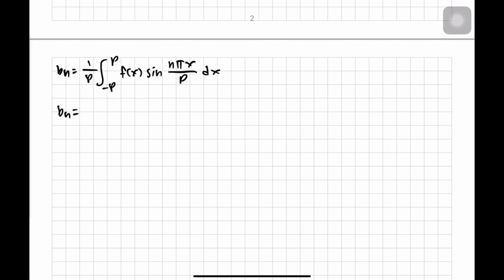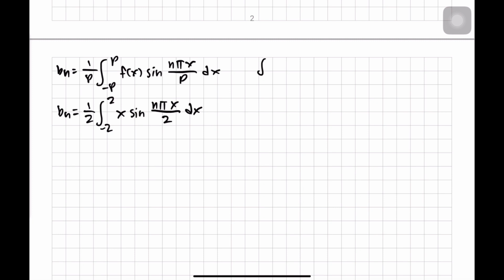Okay, so we all know our p is 2. 1 over 2, that's 1/2. Negative 2 to 2. Our function is x. And our sine n pi x over 2 dx. So since we have 2 x's here, we will use the integration by parts.